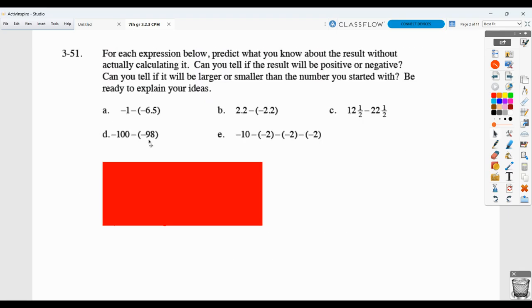So first thing they want you to do is to predict whether these are going to be positive or negative. So I want you to look them over, pause the video for a moment, and predict what you think. Do you think each of these will be positive or will be negative?